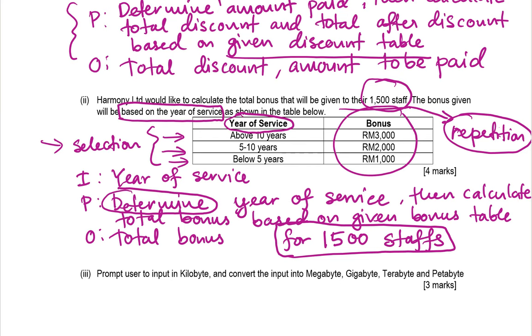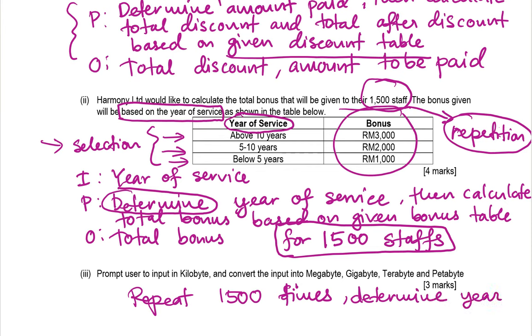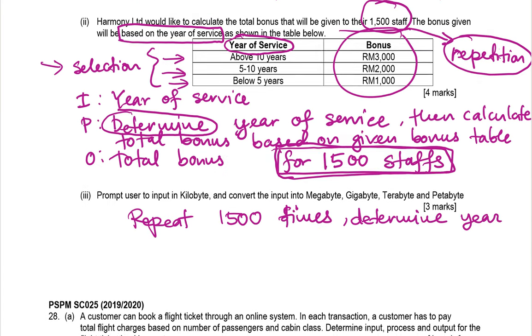So you can use the word repeat 1500 staff or times. Repeat 1500 times. Then you can continue with determine year of service. You just take this statement, year of service, then calculate total bonus based on given bonus. Or if you don't want to start with repeat 1500 times, you just write at the end of the statement, for 1500 staff.